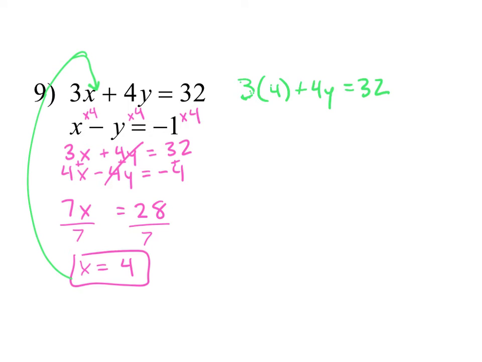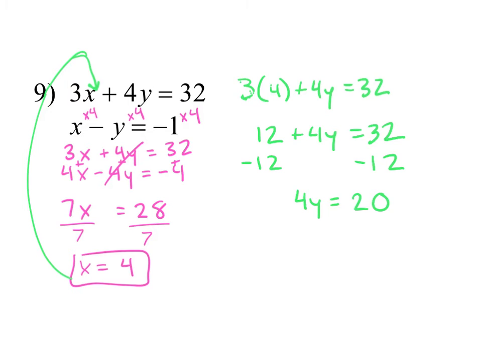What do we need to do first to solve for y? Multiply 3 and 4. Perfect. So that gives us 12 plus 4y is equal to 32. What's next? Subtract 12 from both sides. So 4y is equal to 32 minus 12, which is 20.